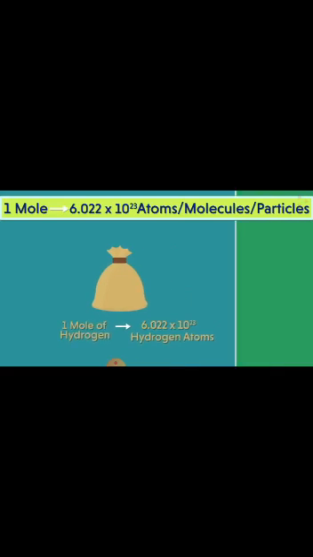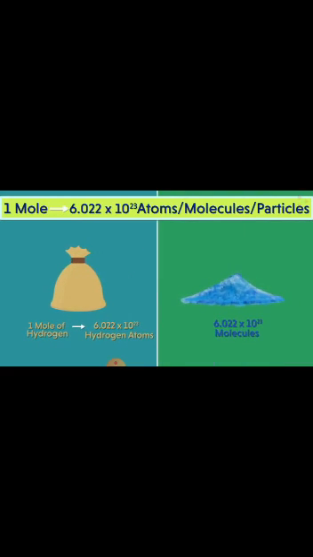That means if we take, for example, a bag containing 6.022 times 10 raised to 23 hydrogen atoms, then can we say it's 1 mole of hydrogen? Yes, that's right. Similarly, 6.022 times 10 raised to 23 molecules of any compound like copper sulfate is 1 mole of copper sulfate. Simple, isn't it? Wait.